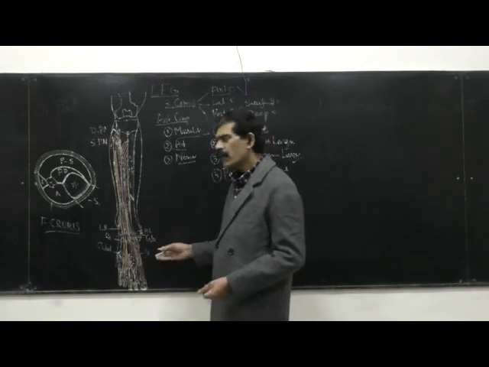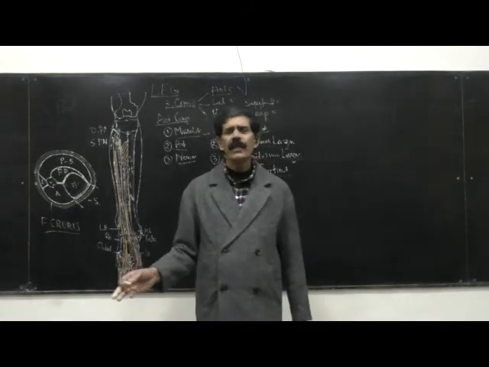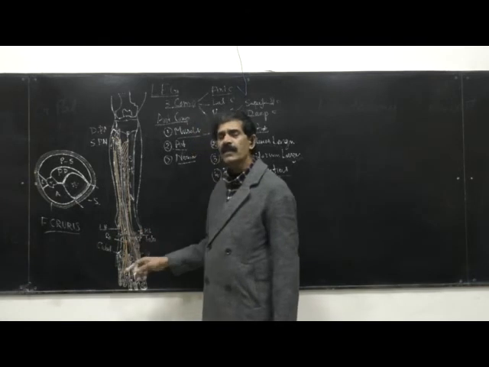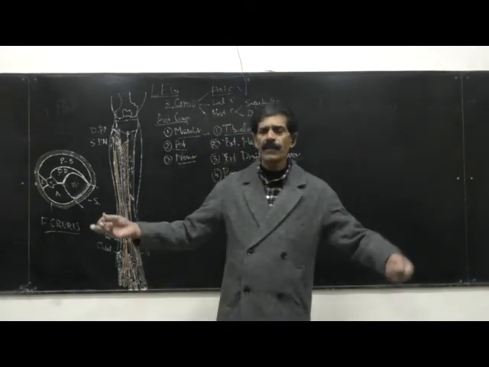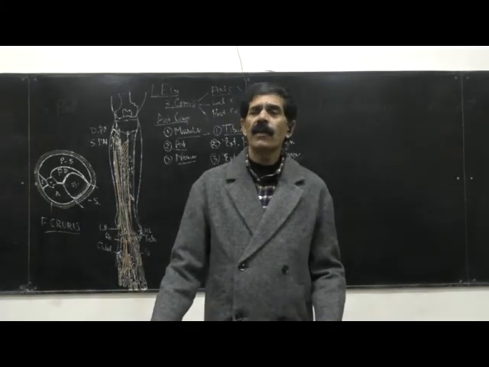If the plantar arterial arc on the sole of the foot is cut because of an accident or injury, then this dorsalis pedis artery will continue and supply the blood to the sole of the foot. So that is called the collateral circulation.